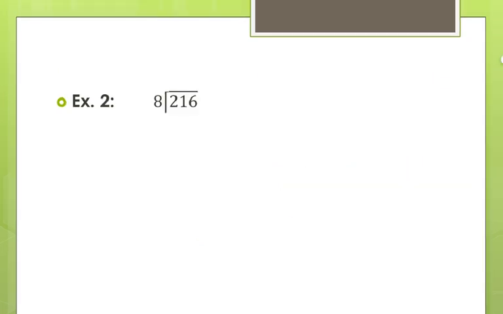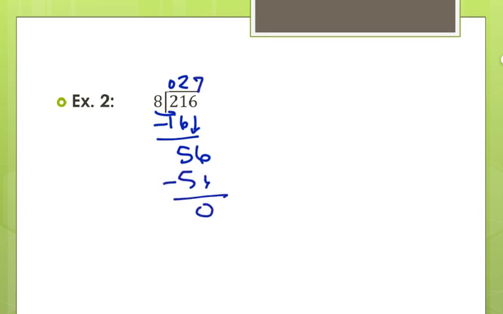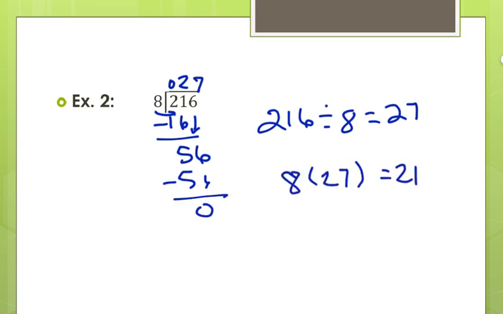Let's do one more to review. So 8 goes into 216. You'd say 8 goes into 2, not at all. And so then you can just take the other number. 8 goes into 21 2 times, and so 2 times 8 is 16. 21 minus 16 is 5. Bring down the 6. 8 goes into 56 7 times. 7 times 8 is 56. Subtract it. 0. So 216 divided by 8 is equal to 27, and that means that 8 times 27 is equal to 216. So just to review how long division works.